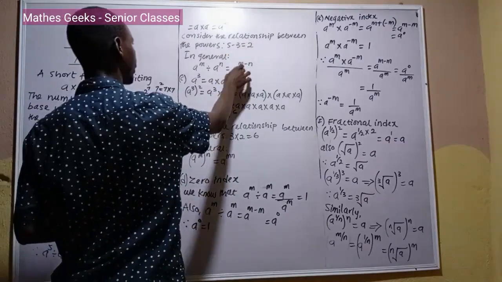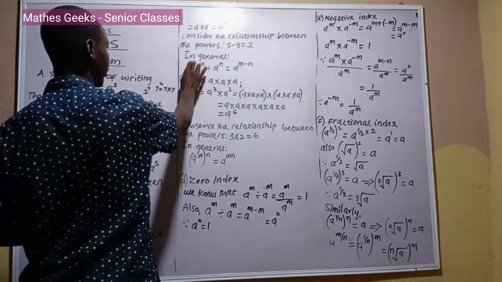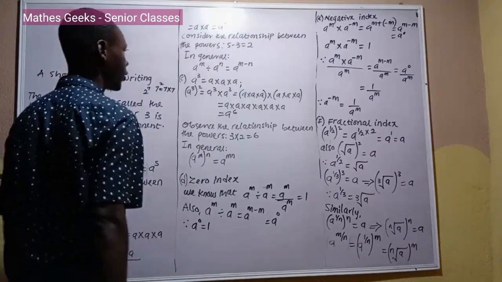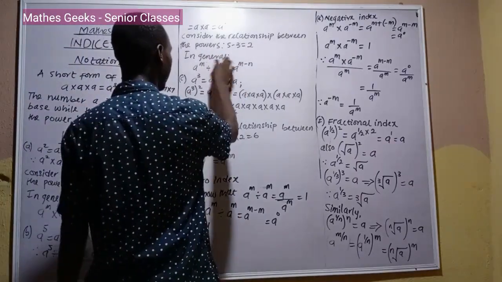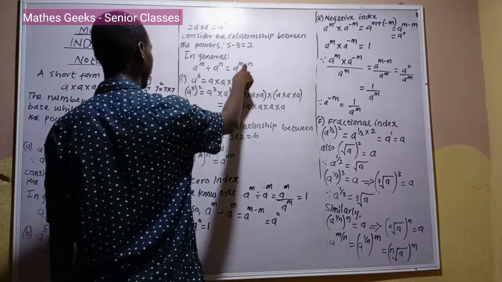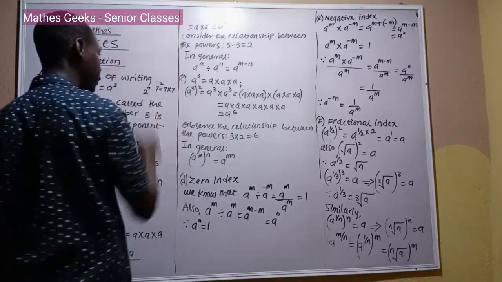So a raised to, subtract the second exponent from the first exponent. So subtract the second index from the first index. That will give us a raised to m minus n. So you carry out the minus operation when it's division between two similar bases.